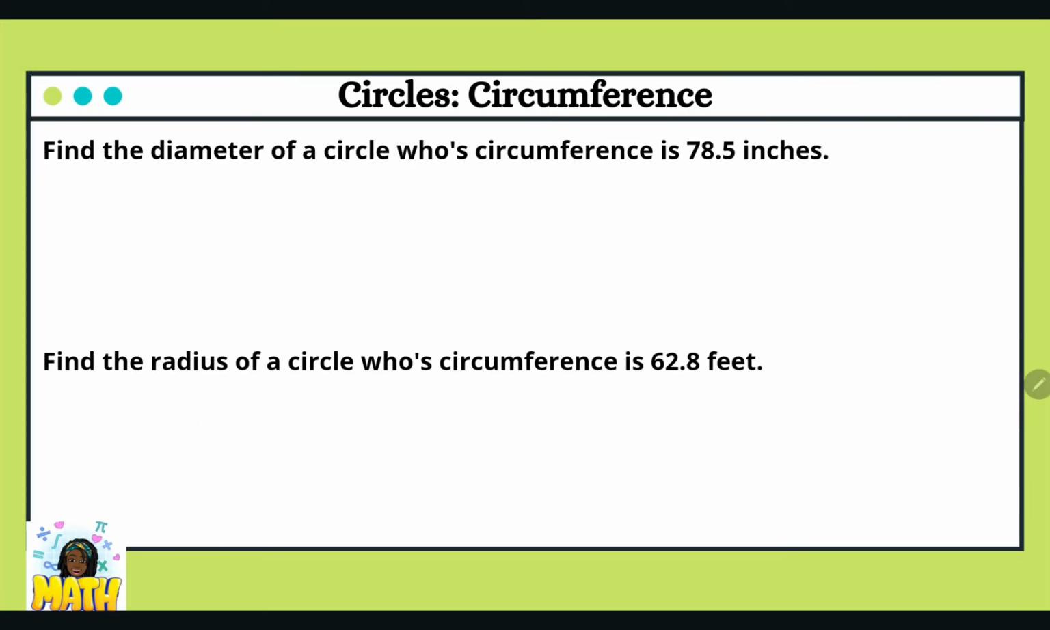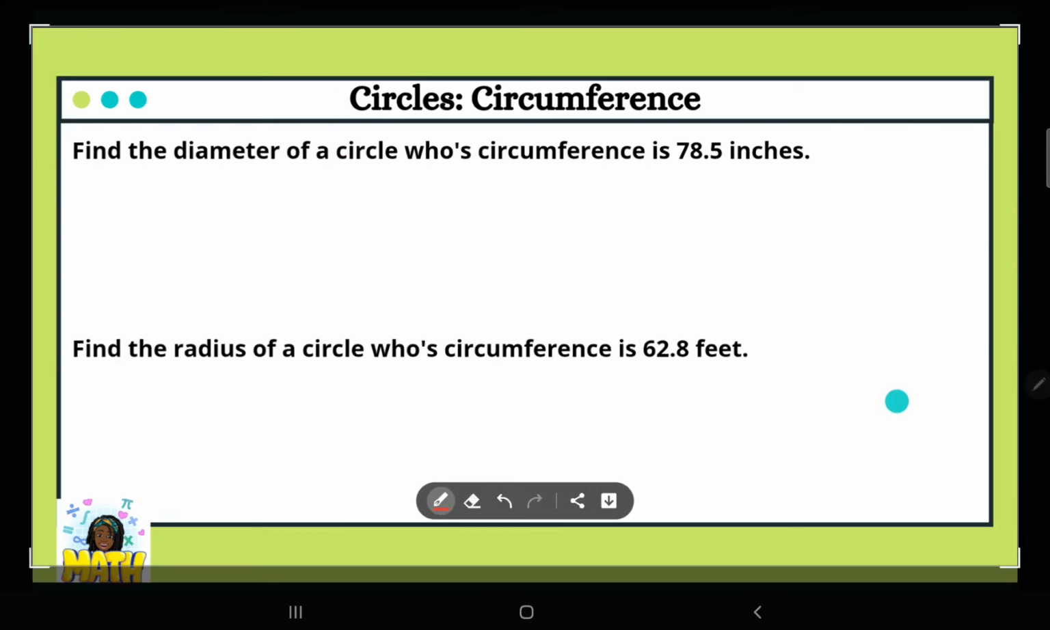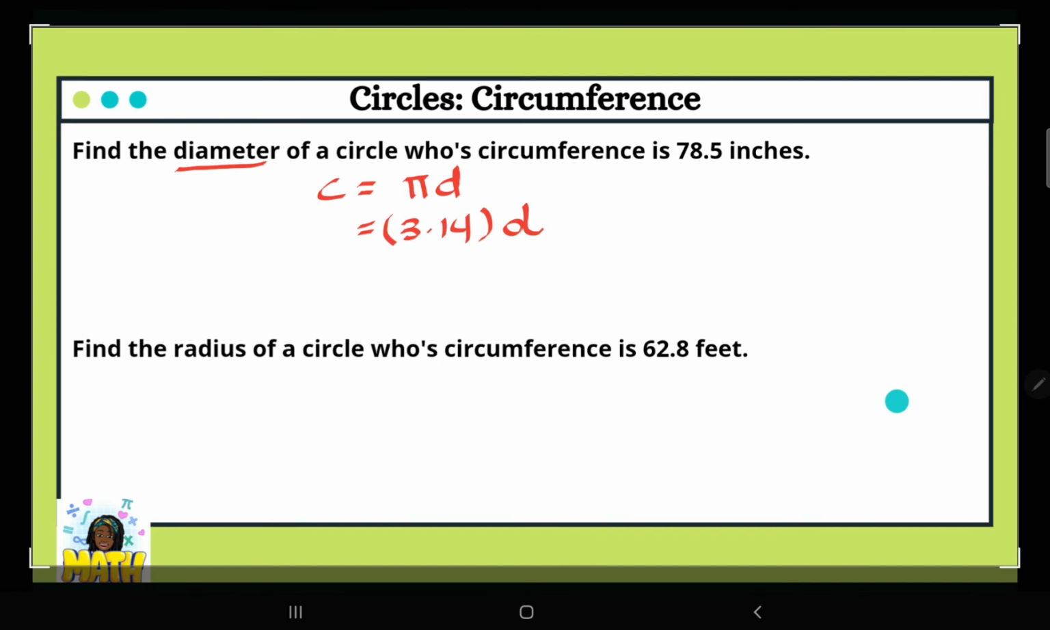Here we're given two examples where we are given the circumference and we're asked to find either the diameter or the radius. We're going to use our same formulas but work backwards. So the first example is asking about the diameter. So we're going to use C equals pi d. We're going to convert our pi to 3.14. We're going to bring down the d because that's what we're trying to find, and then we're going to plug in 78.5 for the circumference.